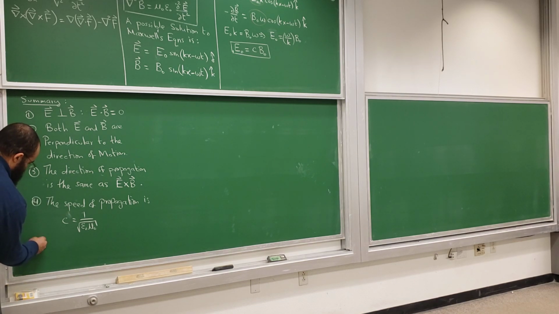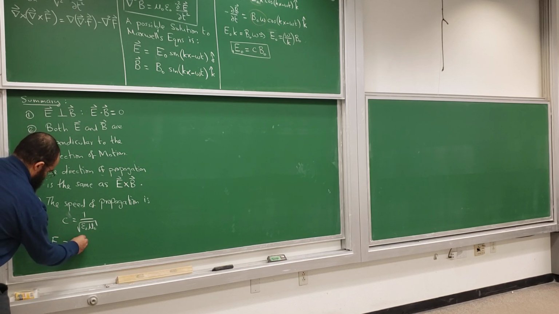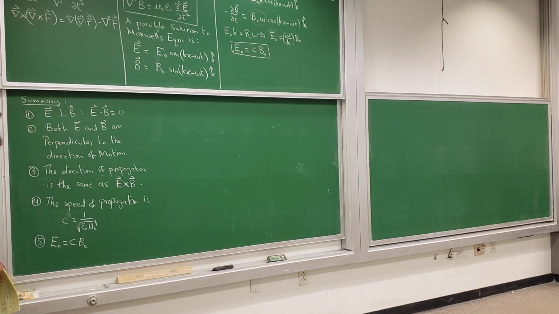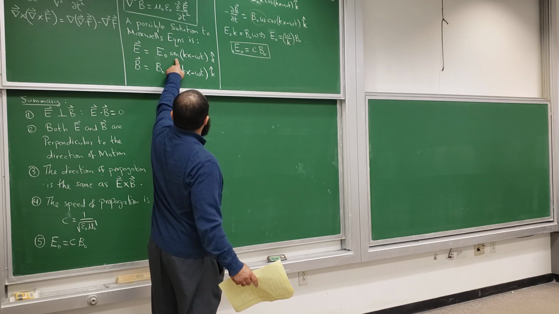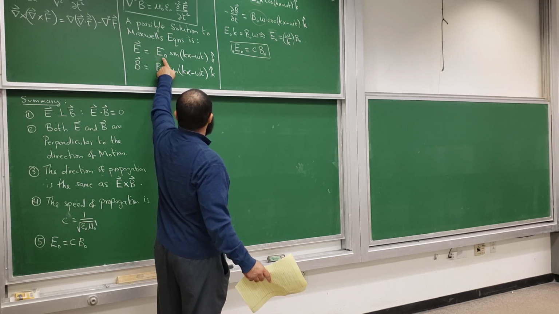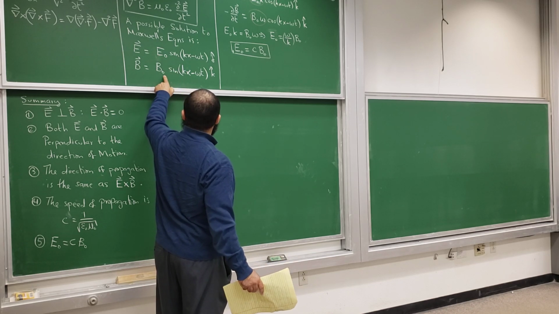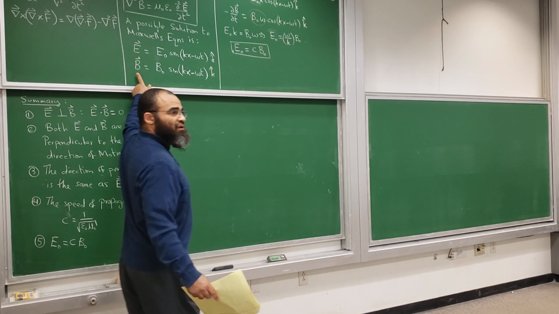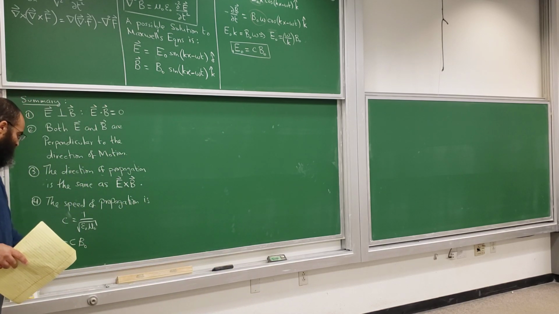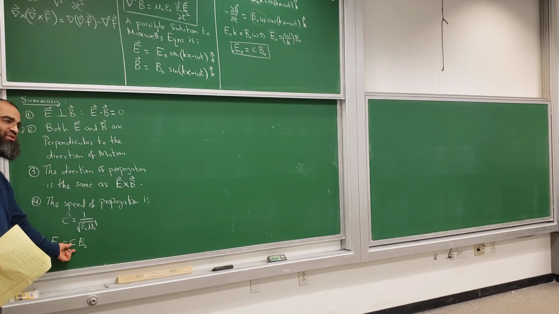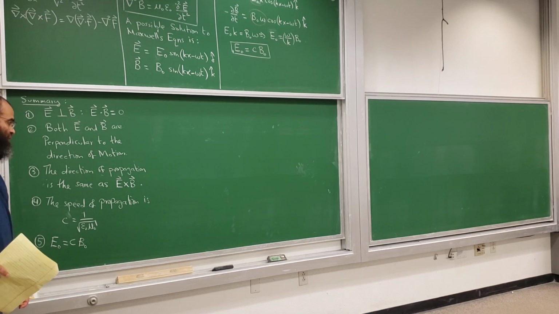Finally, number five, E naught is equal to c times B naught. E naught is the amplitude of the electric field, the maximum value for the electric field, and B naught is the maximum value for the magnetic field. So the electric field and magnetic field amplitudes are related. They're not independent of each other. E naught is equal to B naught times the speed of propagation.